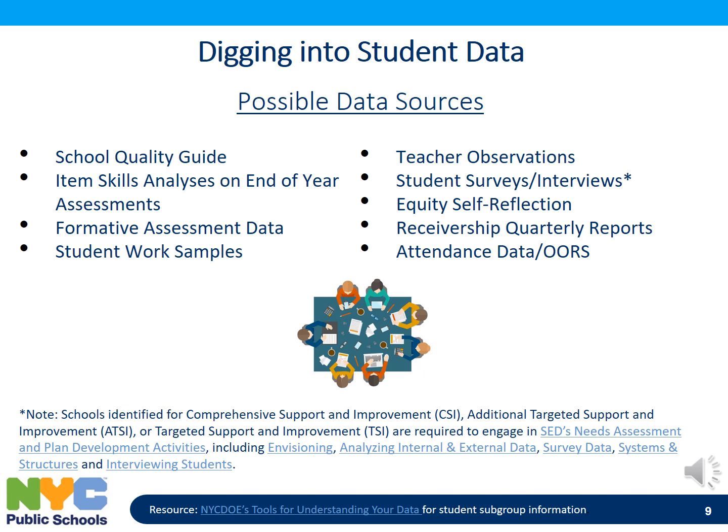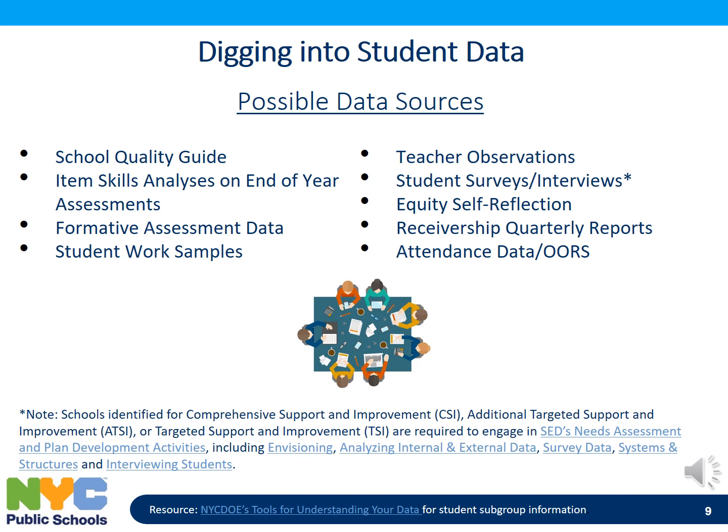Schools that have been identified by New York State for Targeted Support and Improvement, TSI, Additional Targeted Support and Improvement, ATSI, or Comprehensive Support and Improvement, CSI, are required to engage in a 5-part needs assessment. The first part is envisioning, exploring the school's vision, values, and aspirations. The second is analyzing internal and external data. The third part is analyzing survey data. The fourth part is engaging in an inventory around systems and structures. And the fifth part involves listening by interviewing students.